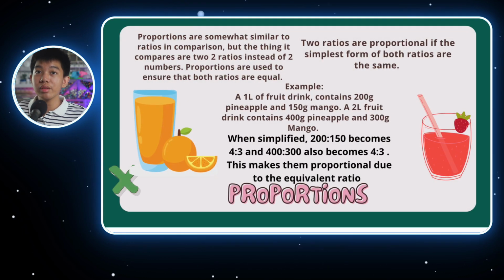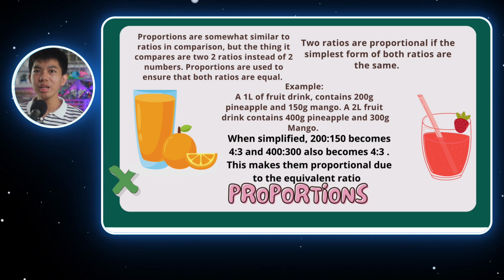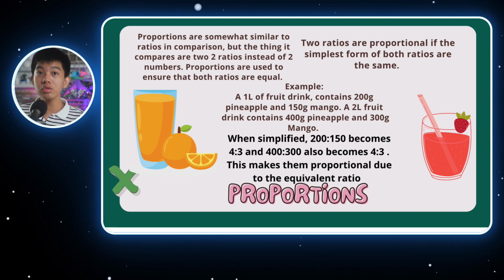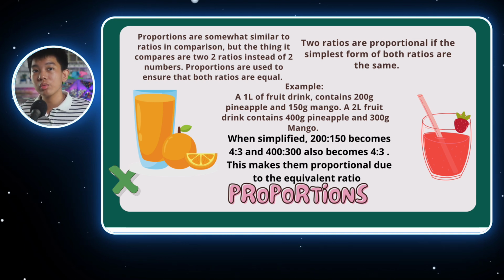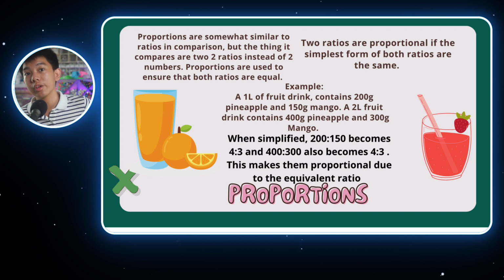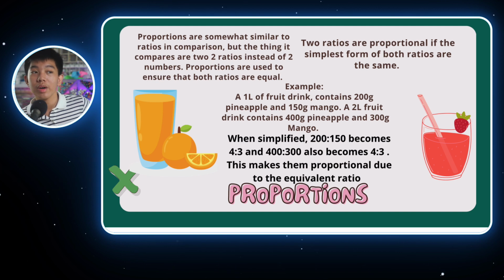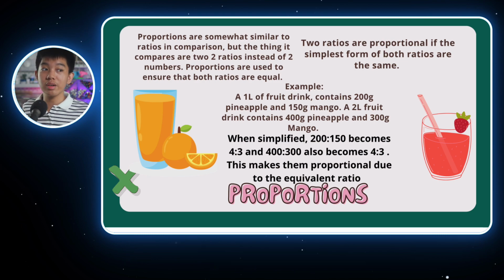Now let's talk about proportions. They're somewhat similar to ratios in comparison, but instead of comparing two numbers, they compare two ratios. Proportions are used to ensure that both ratios are equal, and you'll normally know if two ratios are proportional if both have the same simplified form. For example, let's say you had fruit drinks. One is 1 liter with 200 grams of pineapple and 150 grams of mango, and another has double the amount of mango and pineapple as the first. When simplified, both ratios give you the same thing, 4 to 3, which makes them proportional due to the equivalent ratio.